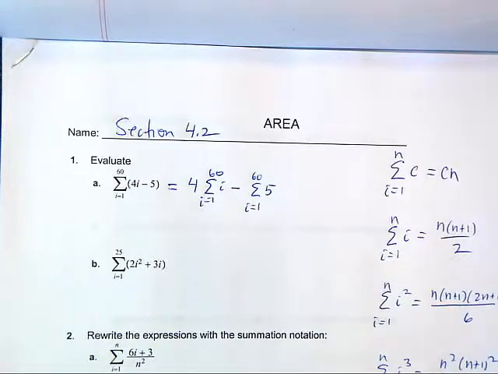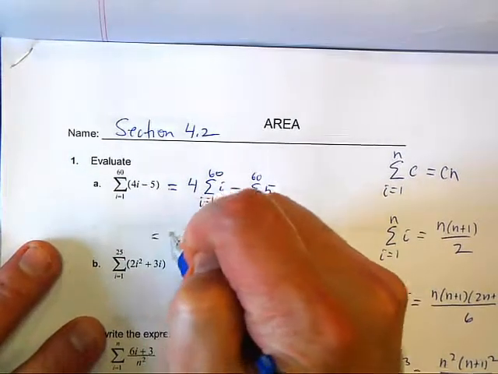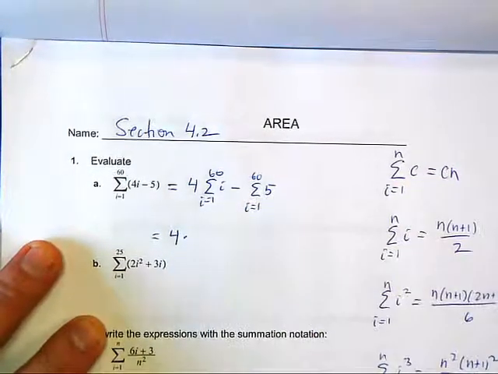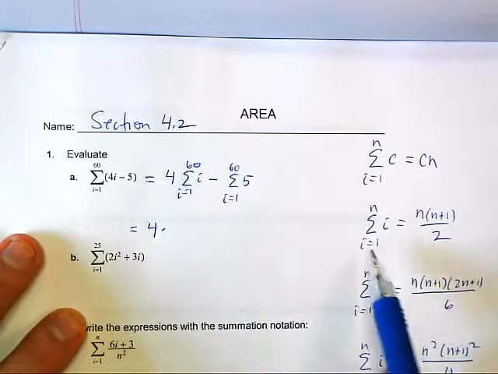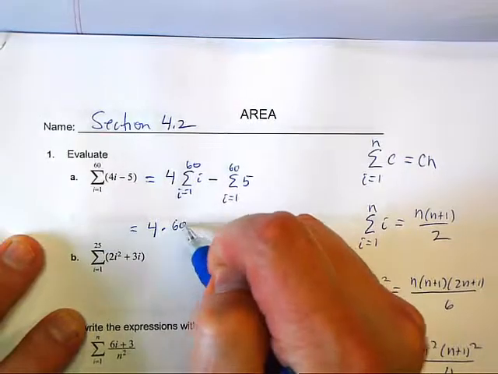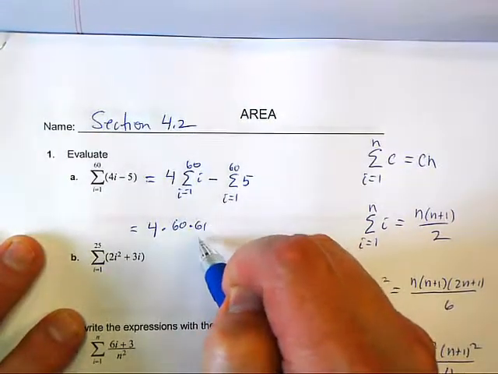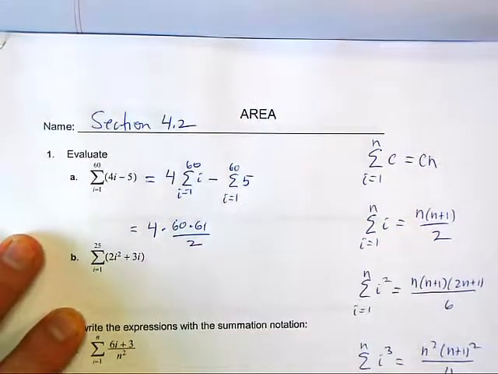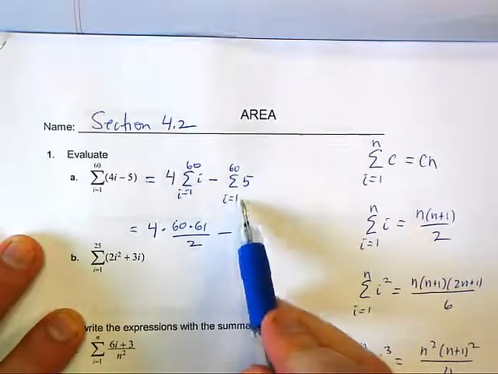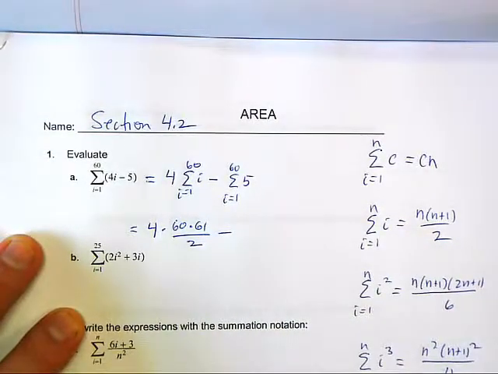So now we use our formula. This is going to be 4 times, what's the sum from i equals 1 to 60 of i? Well, I use this formula over here. The sum from i equals 1 to 60 of i is 60 times 61 over 2. Minus, what's the sum from i equals 1 to 60 of 5? I take 5 plus 5 plus 5 plus 5, 60 times. That's going to be 5 times 60.